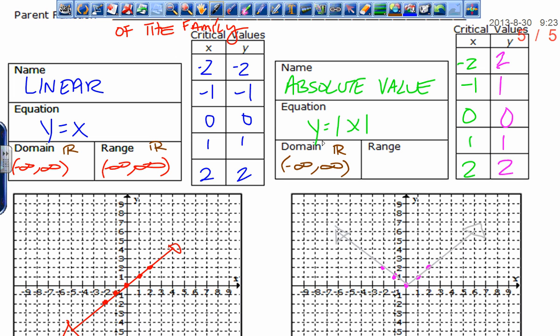How about the range though? 0 to positive infinity. Can we include 0? We can. It's 0 because my lowest point on my picture is right there. Okay, we're halfway done. Any questions?